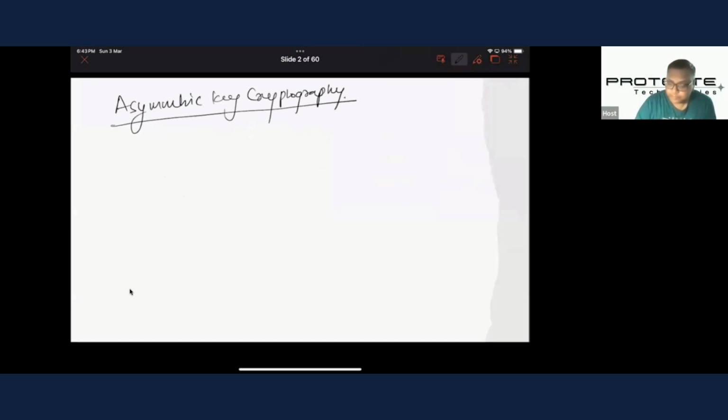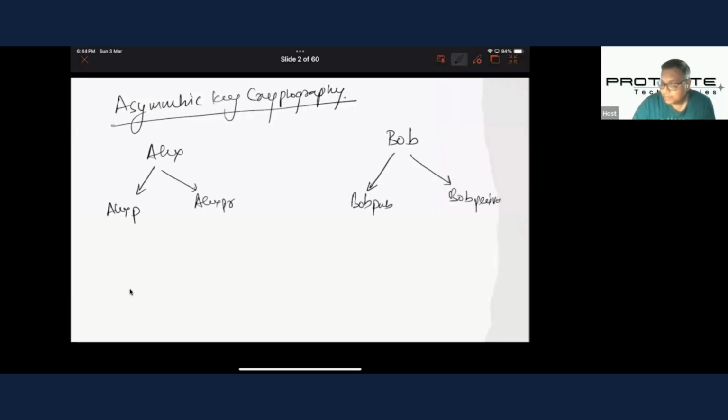What happens is, if there is Alex and Bob, they both have two sets of keys. Alex has Alex's public key and Alex's private key, and similarly, Bob has Bob's public key and Bob's private key. The private key remains private with Bob. Similarly, Alex's private key remains private with Alex.